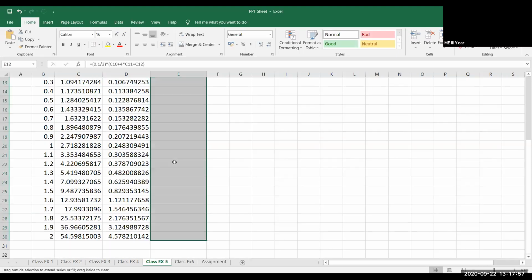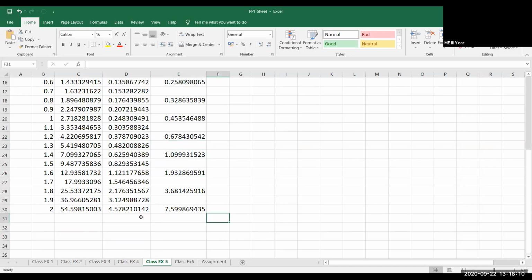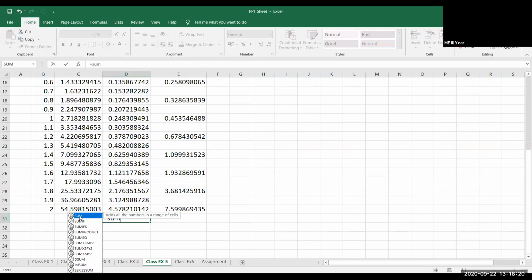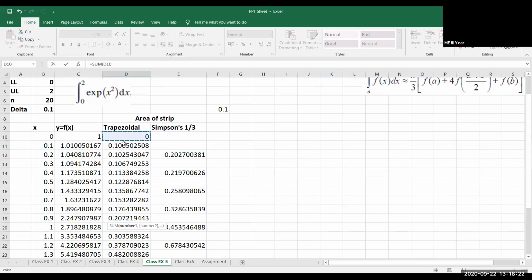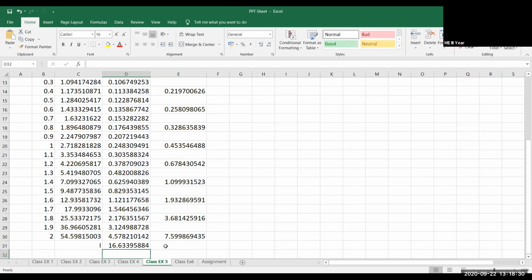You will get values up to the last, and then you have to remove the alternate values. See, the alternate values I am just deleting. Yes. So here the integral value, you can sum all the values. So the integral will be the sum function starting from here to the last here. Yes, 16.63, and we'll check how much value comes using Simpson's one-third rule.